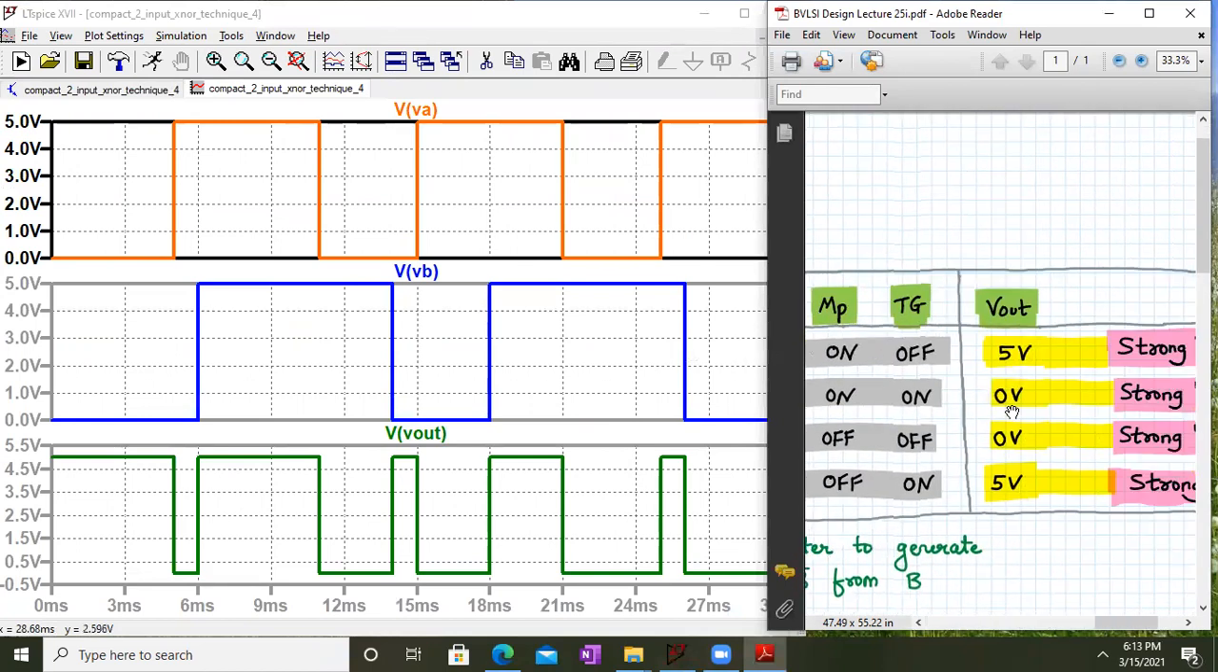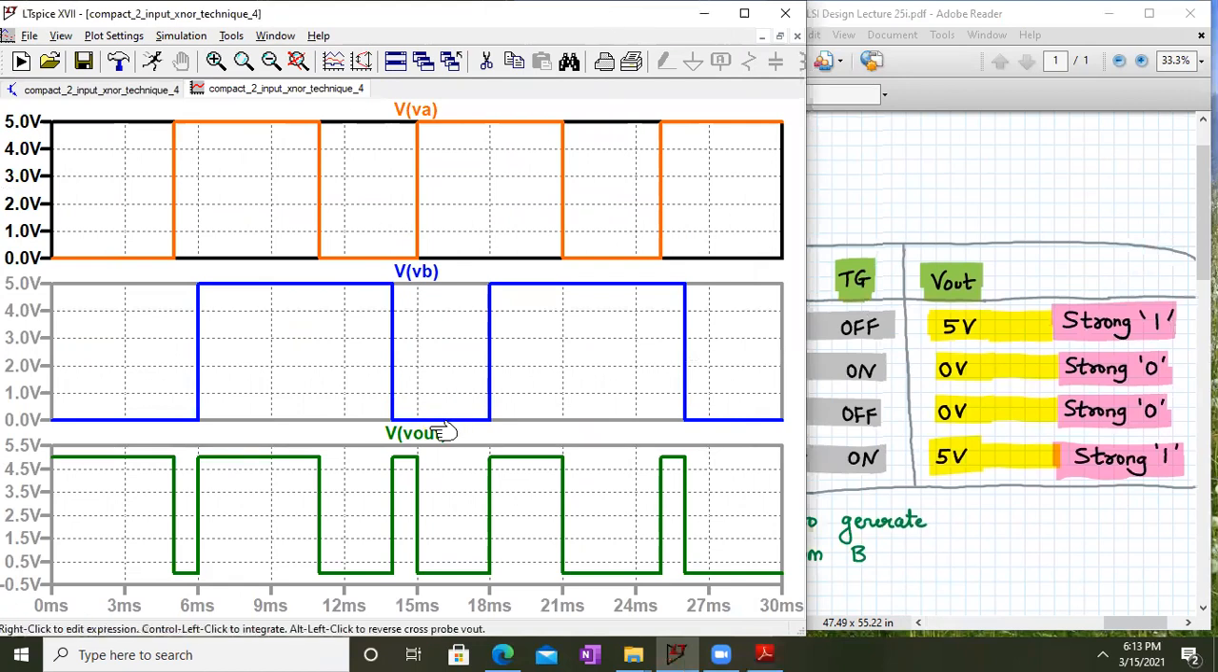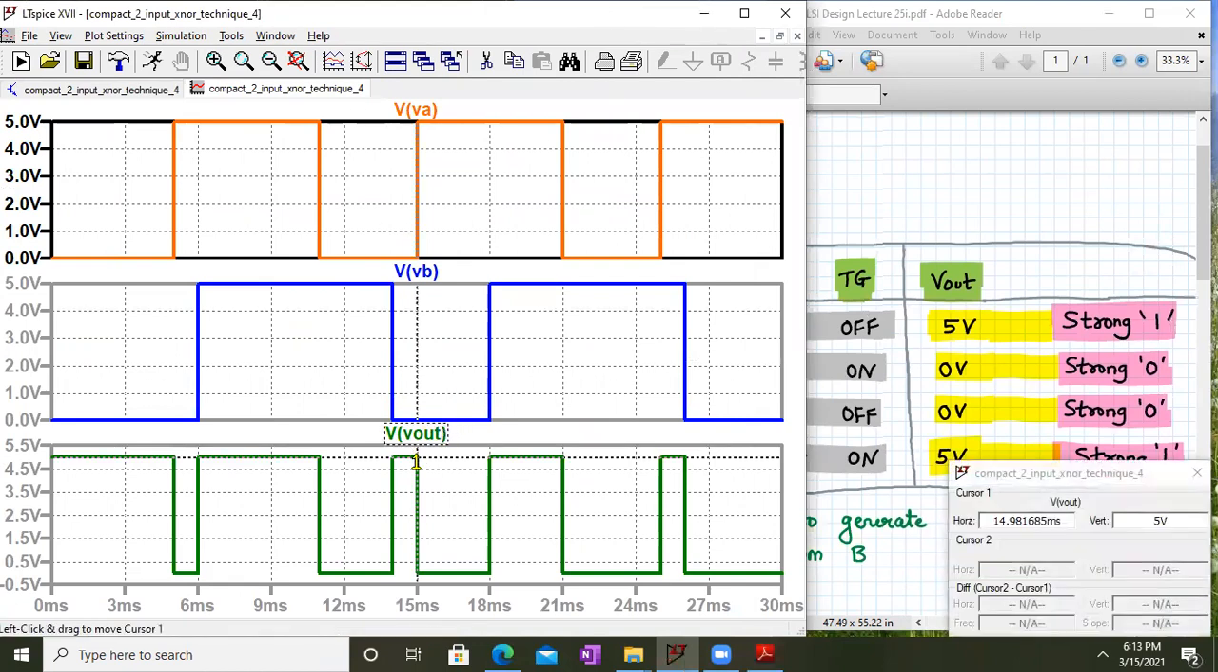We know the truth table of the XNOR gate. This is what we get for 0 0, 0 1, 1 0, and 1 1. Let us check that quickly over here. Let me take the cursor over here and keep it. For the first case, we have logic 0 and logic 0, that is 0 volt and 0 volt, and we get a very strong logic 1, as you can see over here, 5 volt.